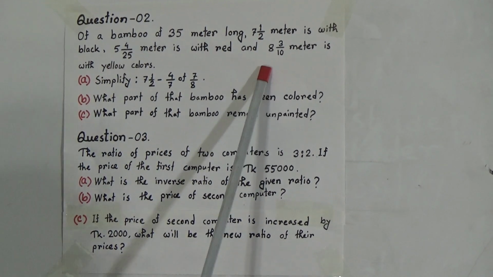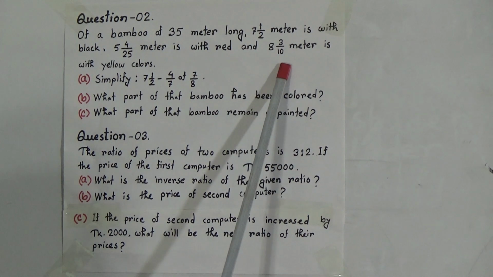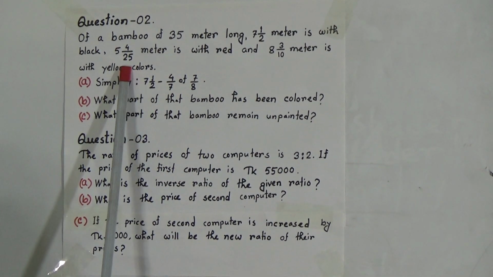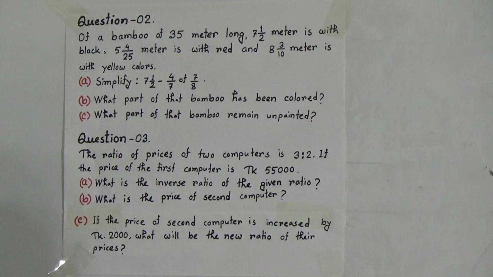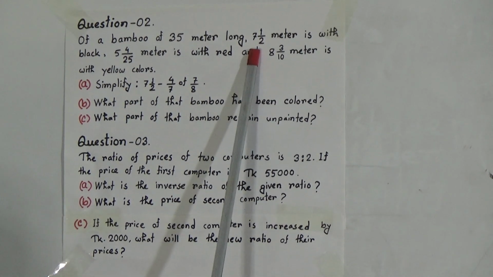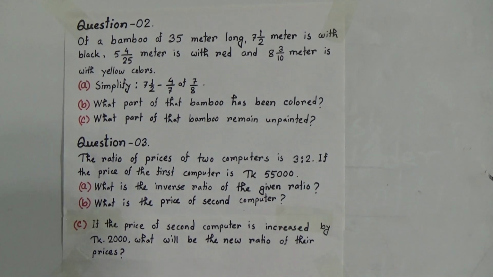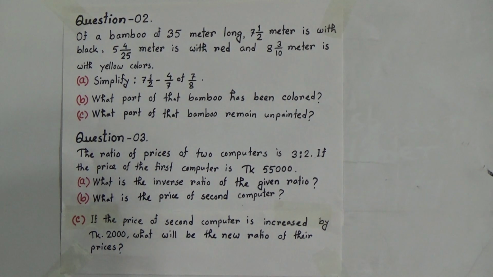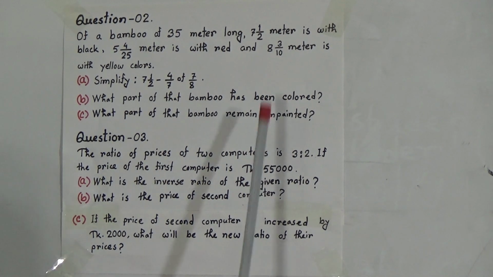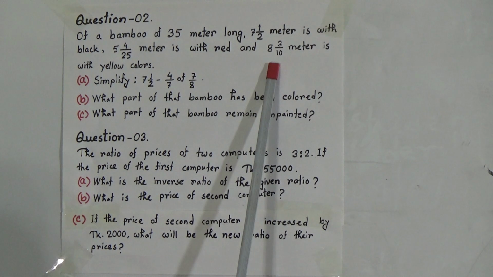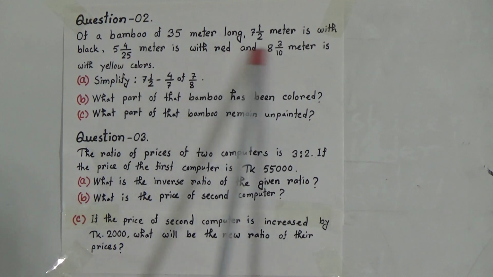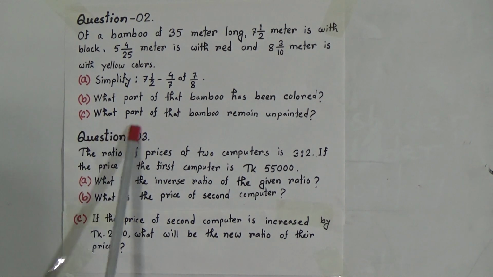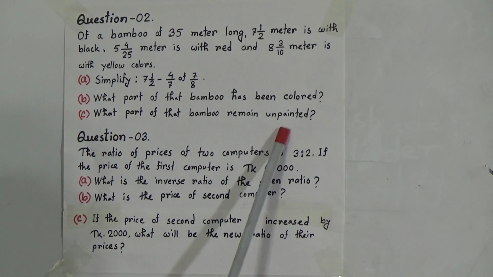To add these 3, look, these 3 fractions are mixed fractions. That is why we have to convert these 3 fractions into improper fractions first. Then we can add them, and you know the rules of addition. After addition, we will find an improper fraction. Then we have to convert that improper fraction into a mixed fraction, and we will get our answer for activity B. And activity C is: what part of that bamboo remains unpainted?